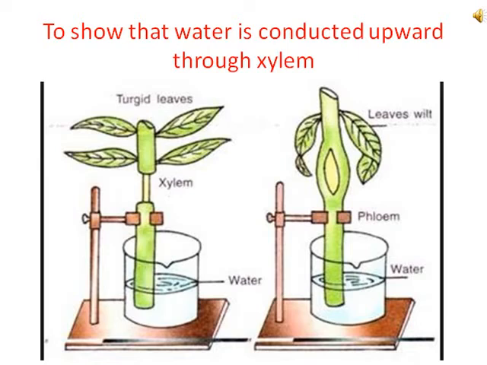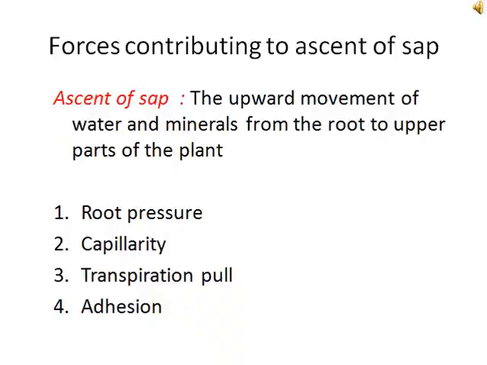Next are the forces contributing to the ascent of sap. What do you mean by ascent of sap? It is the upward movement of water and minerals from the root to upper parts of the plant. The forces contributing to the ascent of sap are root pressure, capillarity, transpiration pull, adhesion, etc. Let us see them one by one.